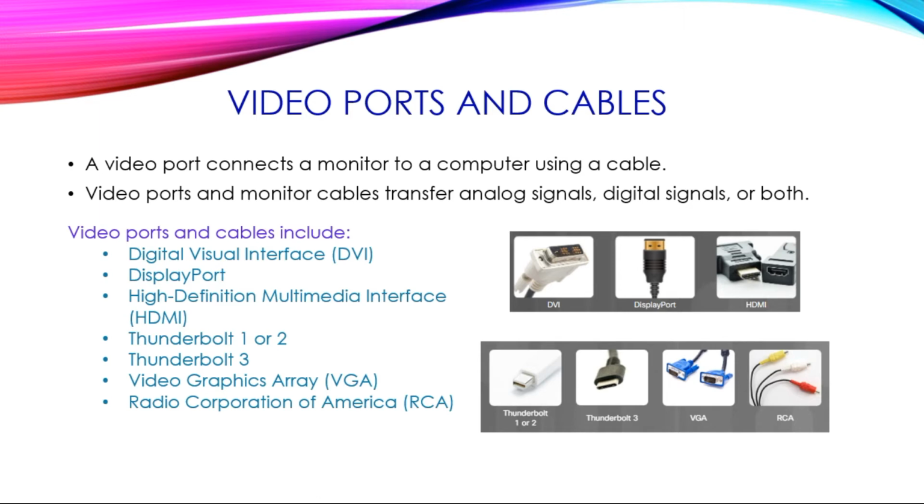Thunderbolt 1 or 2 allows for high-speed connections for peripherals such as hard disks, RAID, and network interfaces. Thunderbolt 3 uses the same connectors as USB-C but has twice the bandwidth of Thunderbolt 2. Video Graphics Array (VGA).